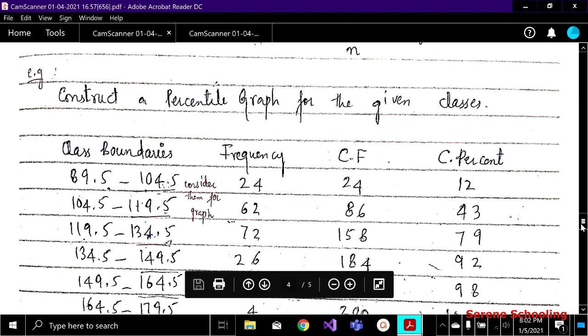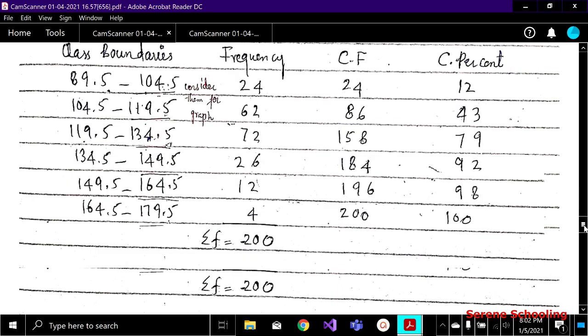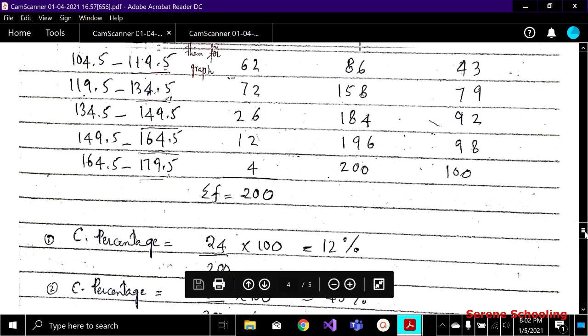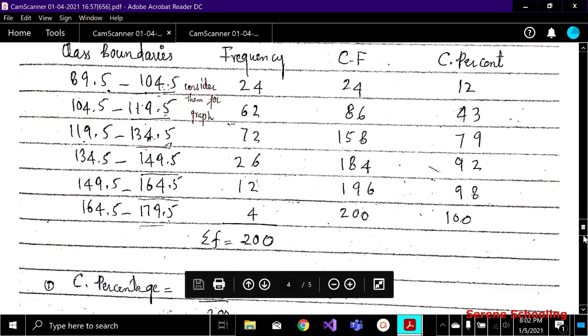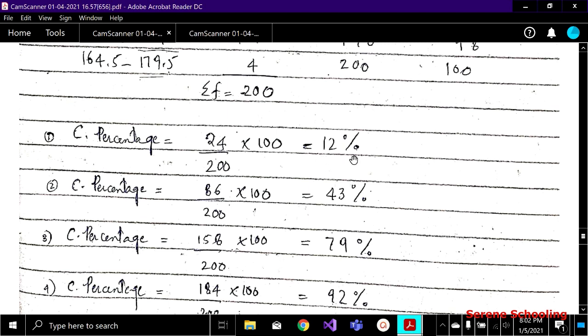Now we have to make the column of the cumulative percentages. For that, see here how to find them. Cumulative percentage equals the cumulative frequency of that class over the total number of values, right? The cumulative frequency for the first class is 24. The total number of values is 200. So 24 divided by 200, times 100, gives us 12%. We get the answer in percentages.